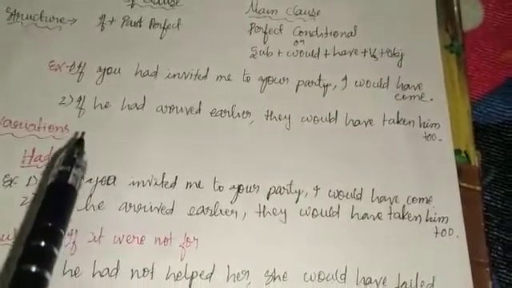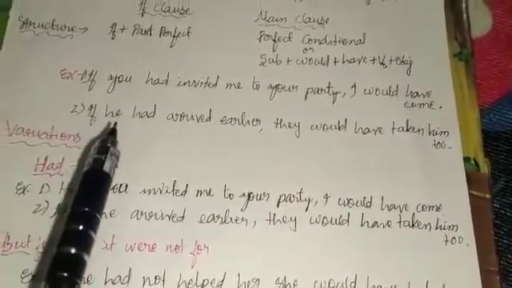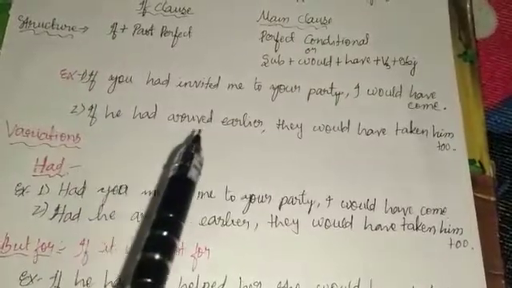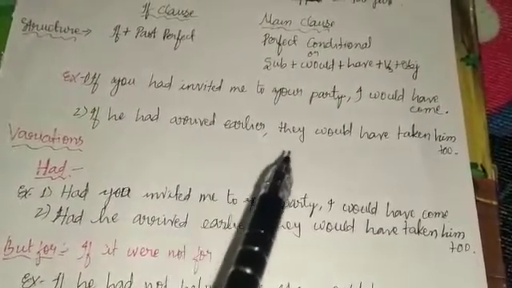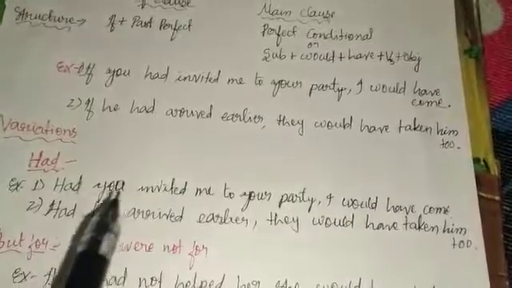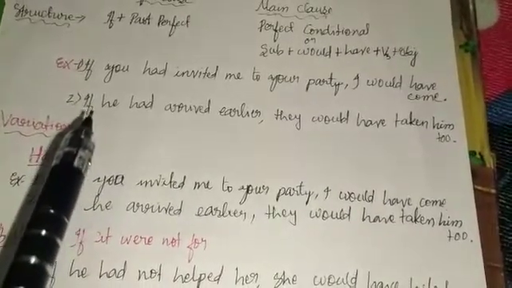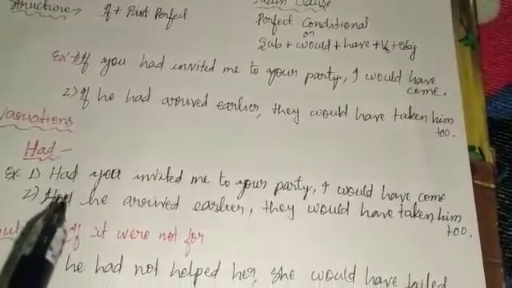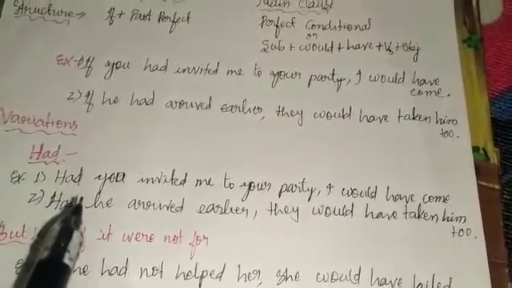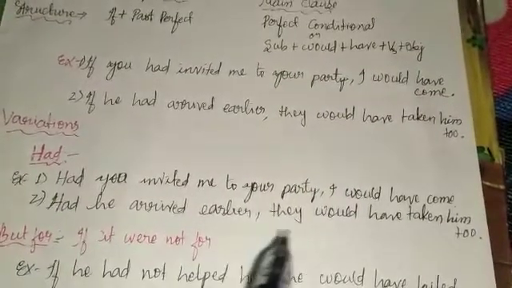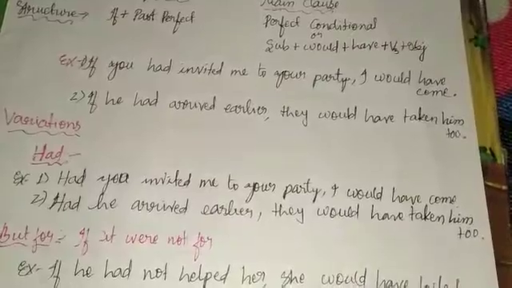Similarly, in the second example you see here you have sentence with if. If he had arrived earlier, they would have taken him too. But if you avoid if, then you must begin the sentence with had. Had he arrived earlier, they would have taken him too.